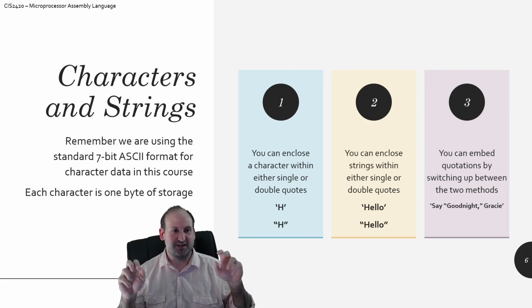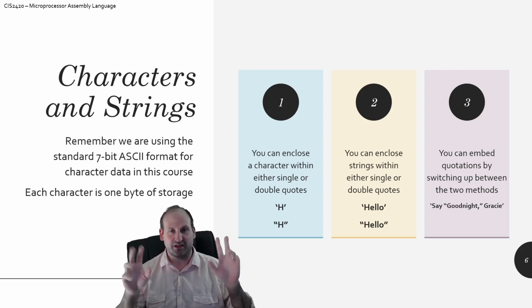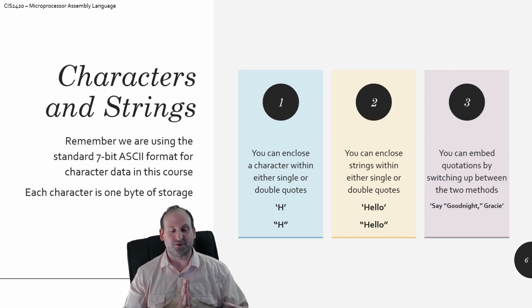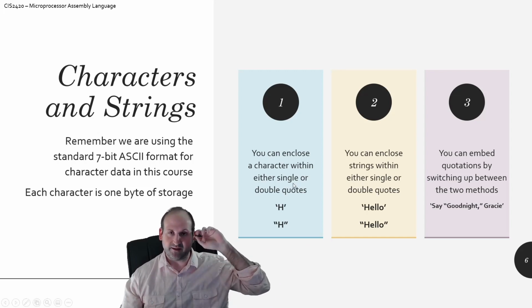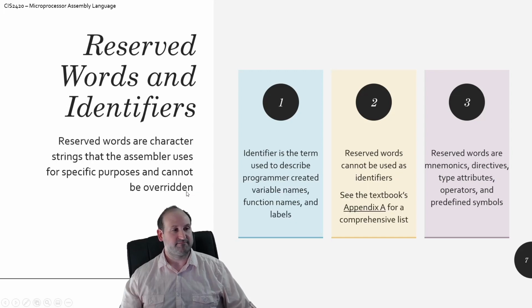You have to use single quotes for specific individual characters, but you use double quotes for strings, basically an array of characters. And everything we're going to do here in assembly language uses 7-bit ASCII. So it's 1 byte of storage per character for any character inside of a string. So you'll see when we do this that we're going to set up a byte array.